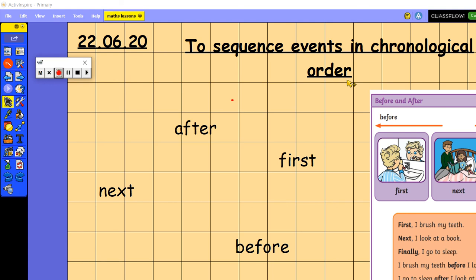So I would like you to have a go at writing a set of sentences that show me how you would use the words first, next, finally, before, and after, just as this poster here has done. So showing your understanding of the words to show the sequence of events in the correct order. So have a go at that for me and then come back to the video and continue with your lesson today.